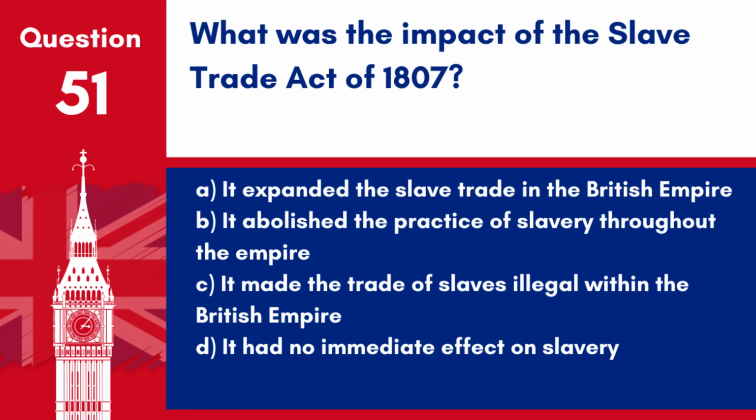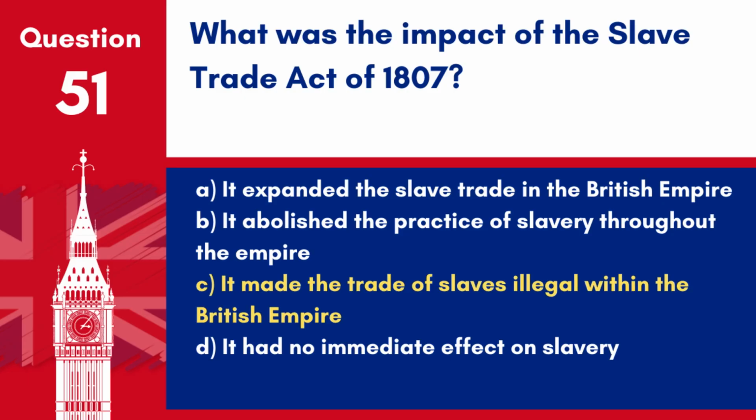Question 51. What was the impact of the Slave Trade Act of 1807? A. It expanded the slave trade in the British Empire. B. It abolished the practice of slavery throughout the empire. C. It made the trade of slaves illegal within the British Empire. D. It had no immediate effect on slavery.